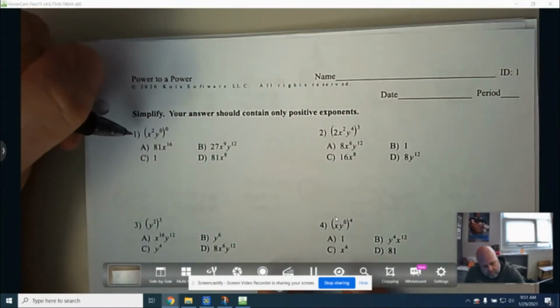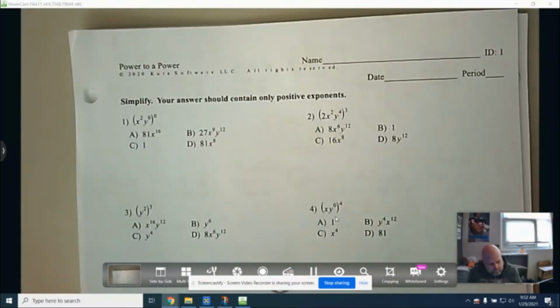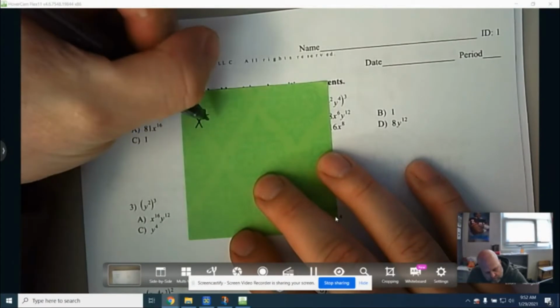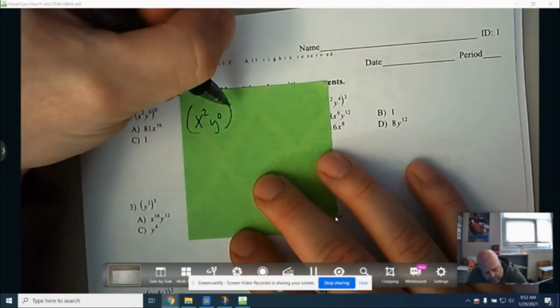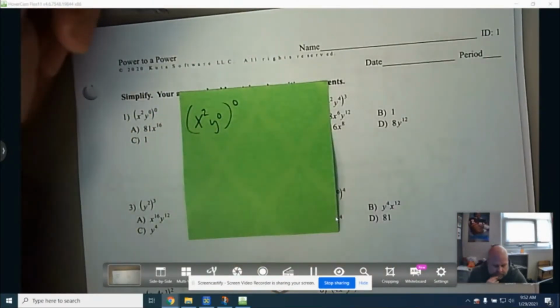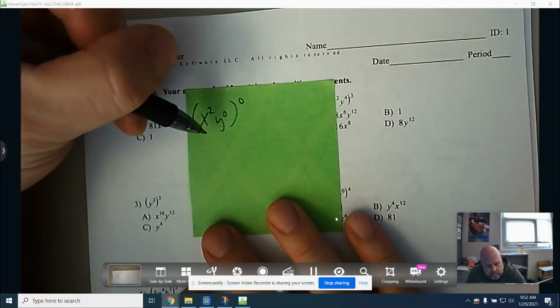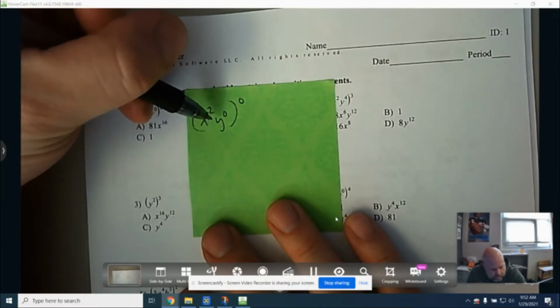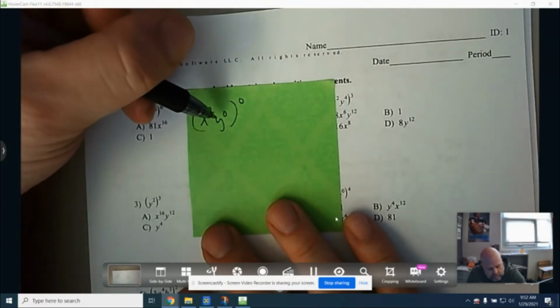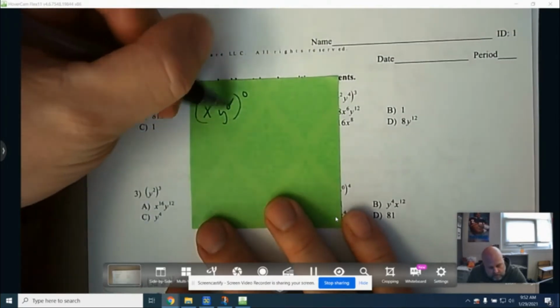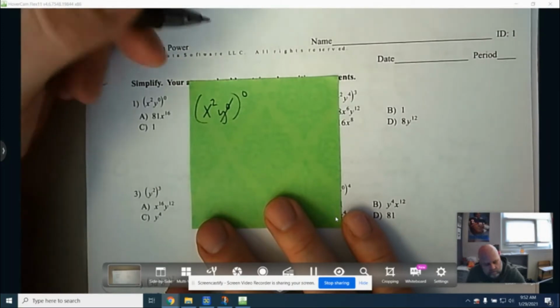Okay, so let's look at number one. I'm just going to put my work on a post-it note just so I have more room. So we have x squared y to the 0 power, and that's all to the 0 power. What you need to do first is you always look inside the parentheses and see if there's anything you can do. And you have been taught previously that anything to the 0 power equals 1. So it just goes away.